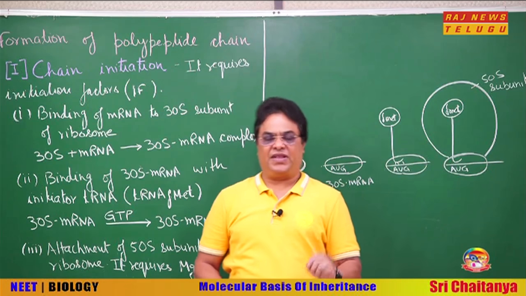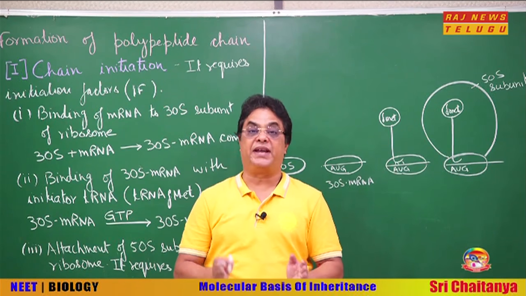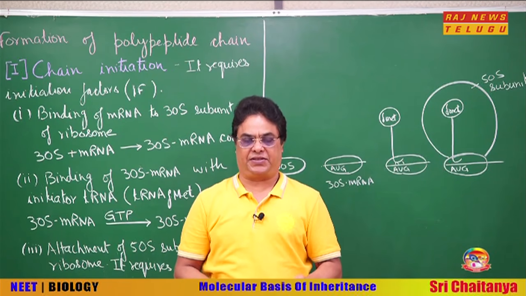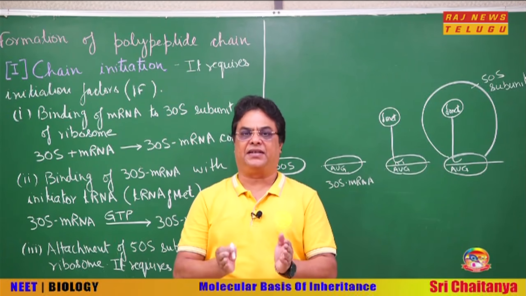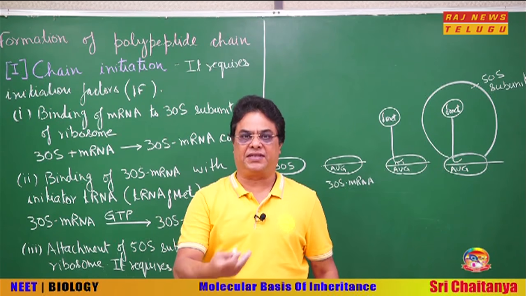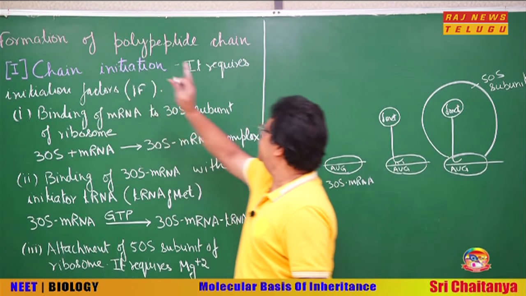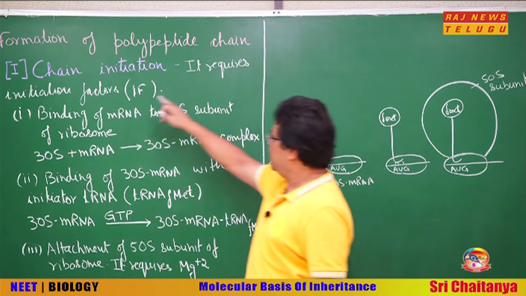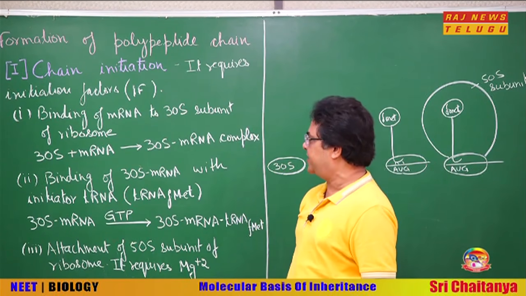Next thing is that in 11th class you have studied that ribosome is the protein factory of the cell. Why is it called that? Because the process of translation takes place at the ribosome to synthesize the protein. Let us see chain initiation. For this we require certain catalysts called initiation factors.